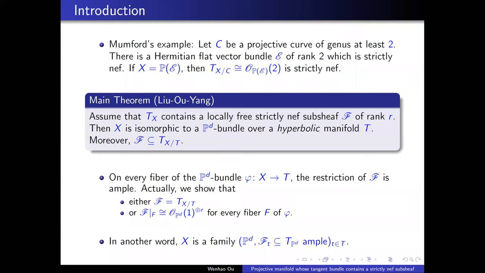So for the locally freeness, in your sense, does it mean that its quotient is also locally free? If the quotient is locally free, we call it a subbundle. The quotient is just a torsion-free sheaf. Maybe we don't even assume torsion-freeness. So it is just a subsheaf, but itself is locally free.